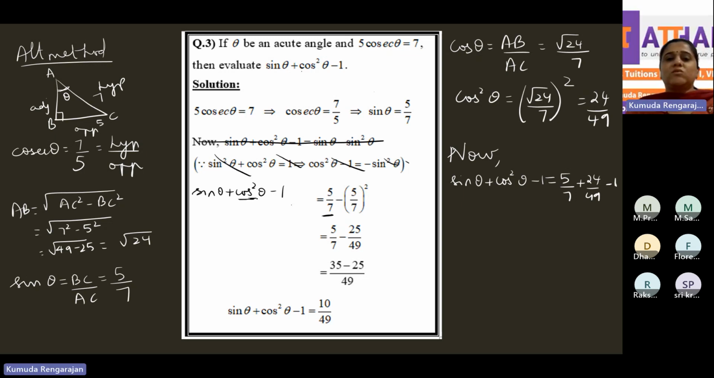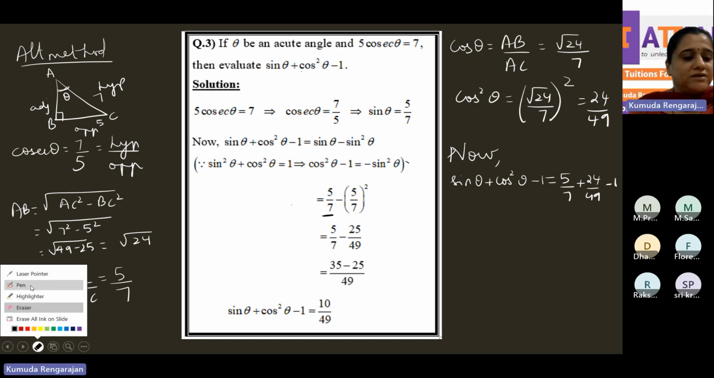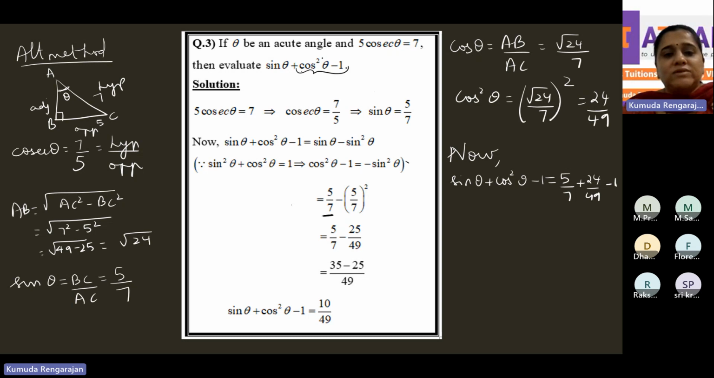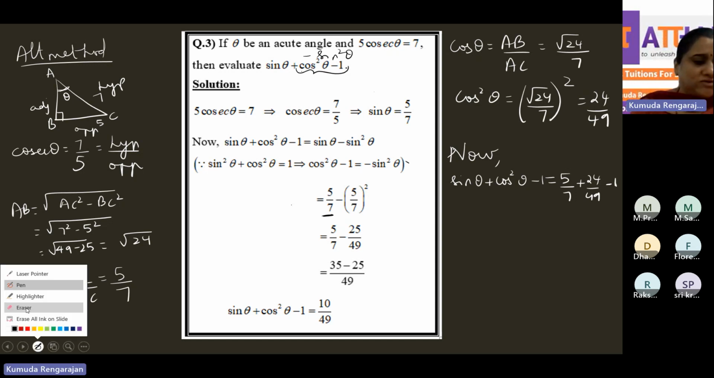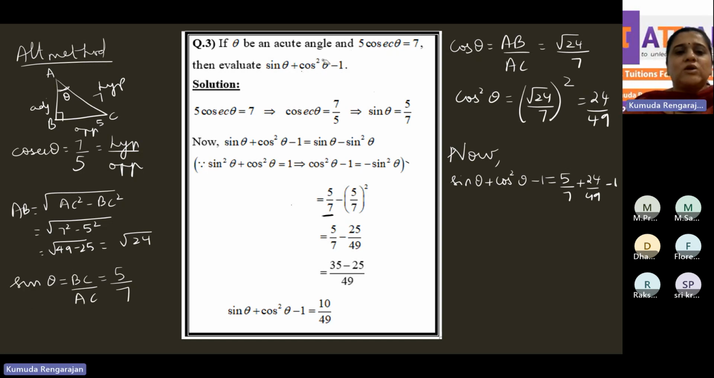How do you find cos square theta? What is sine square theta? 5 by 7. And we know that cos square theta is 1 minus sine square theta. You can substitute that and get the value of cos square theta. I'm saying it is not that you should replace this one with minus sine square theta. This is one of the ways. Otherwise, you can just find the value of cos square theta.